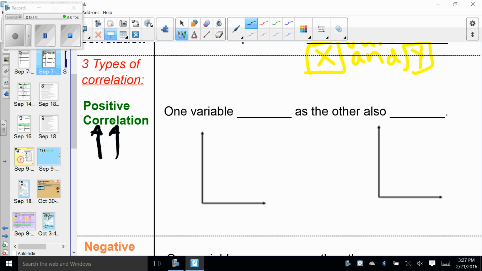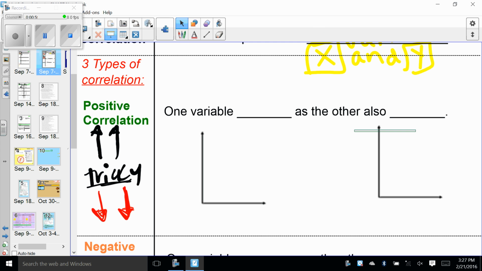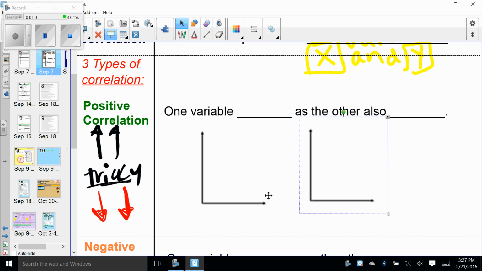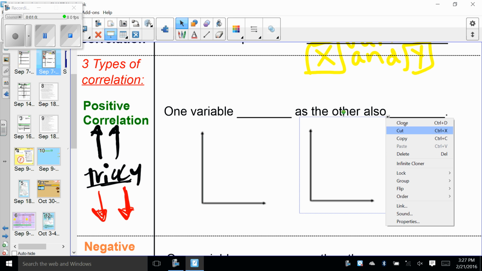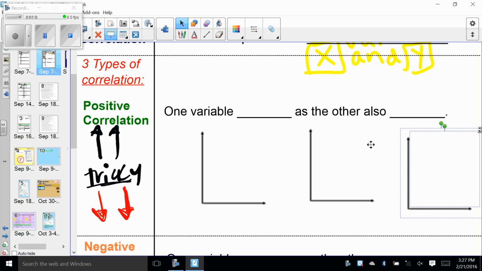It's called positive correlation. Here's what's tricky. Positive correlation could also mean down, down. Sort of tricky, sort of a confusing thing. And maybe I'll graph that one at some point just so you can kind of see how that works. I might add just a little graph there so you can see how that works.